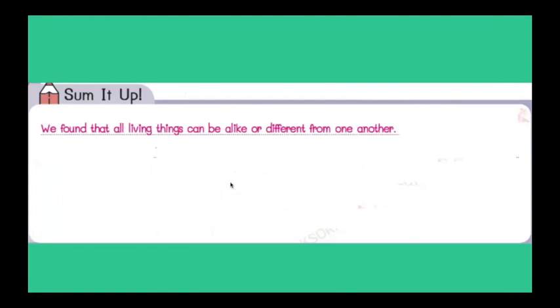All right. Sum it up. Let's summarize everything we learned for today. Okay. First of all, we found that all living things can be alike or different from one another. Yeah, they can be similar or they can be different. Okay, so take your pen and write down what we found today. We found that all living things can be alike or different from one another.